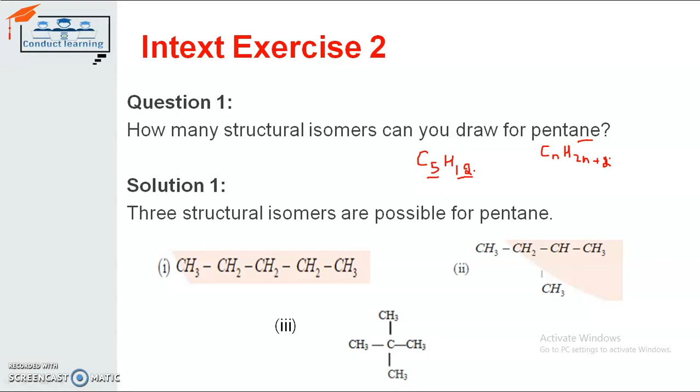What is an isomer first of all? An isomer defines that the same compound can have different structures. This is what is called isomers. So first is a long chain structure, another is a branch structure, and the third one is a ring structure. So this kind of structure you can form.